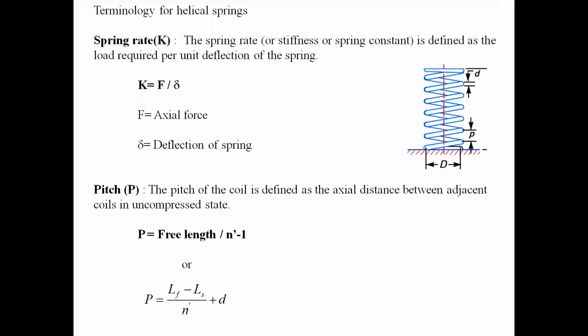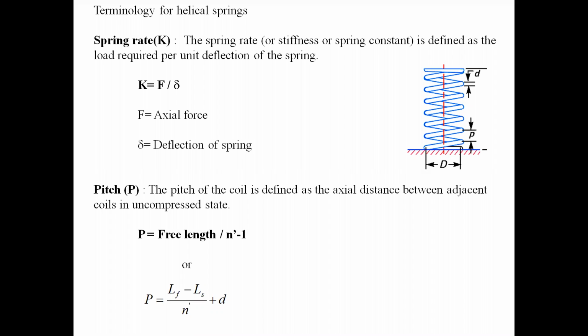Now the next terminology is the pitch. Just again look at the figure. You'll find that there is a pitch. So what is that pitch? The pitch of the coil is defined as the axial distance between adjacent coils in the uncompressed state. That means in the free condition, the axial distance between adjacent coils. You can consider any same reference point between the two adjacent coils, then that is called the pitch.